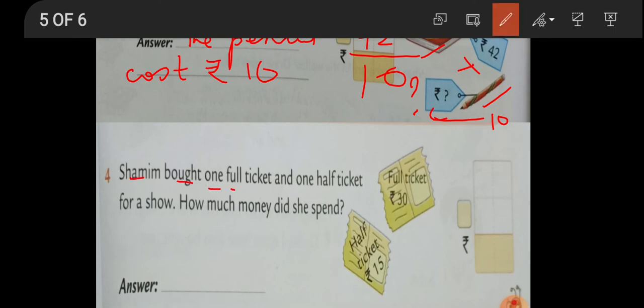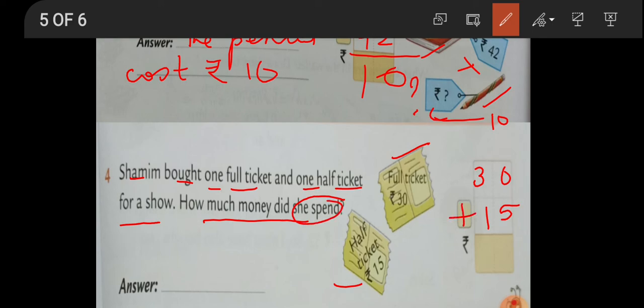Shamim bought 1 full ticket and half ticket for a show. See, usually for the adults and for the elders, you have to buy the full ticket. For the small children, you have to buy this half ticket only, beta. So he bought full ticket also. He bought half ticket also. Both, beta. Okay. How much money did she spend total? Okay. Both she has bought. So you need to add up.